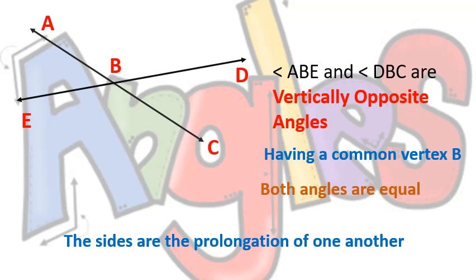What else? The sides are prolongation of one another. What do you mean by prolongation of one another? So this angle having this side, this is the prolongation of it. And this side of the angle is the prolongation of the other angle's side, which is BD. Okay? So when we have vertically opposite angles, both angles are always equal and have a common vertex.